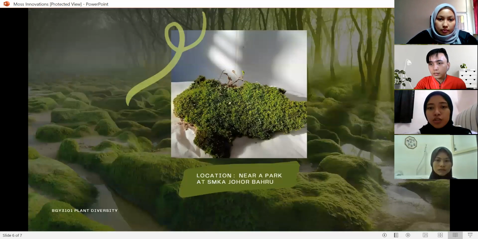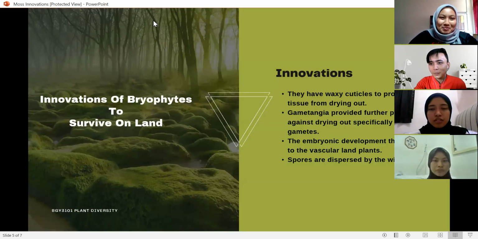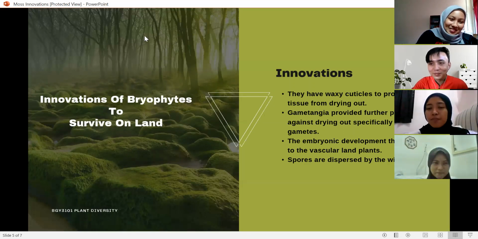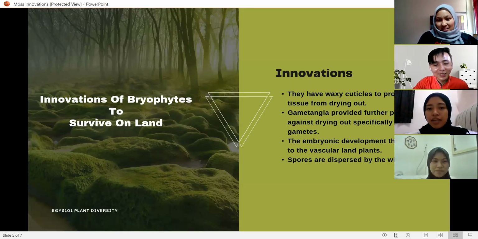Okay, let's go to the next point, which is in terms of reproduction. The embryonic development is an important feature that links them to the vascular land plants. Also, spores are dispersed by the wind.